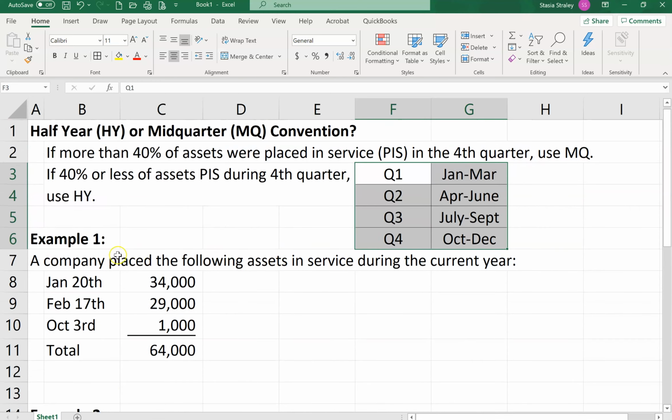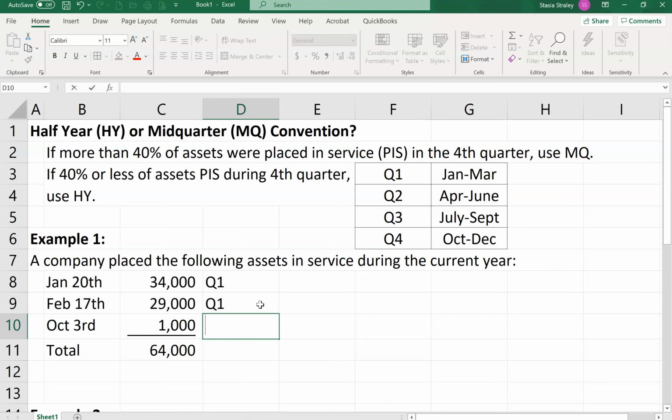For the first one, a company placed the following assets in service during their current year. On January 20th, they placed in service $34,000 of assets. So this would be Q1. February 17th was $29,000. That would be another Q1. And then on October 3rd, they put in a $1,000 asset, which would be Q4. So in total, they had $64,000.